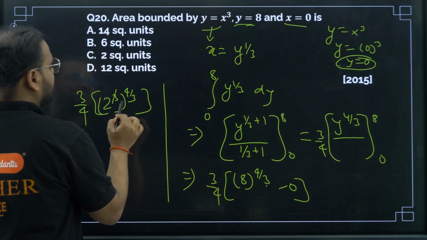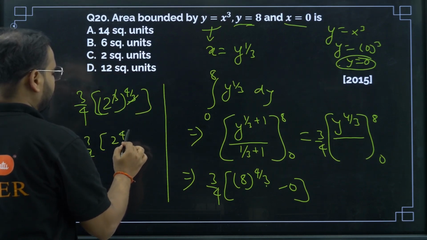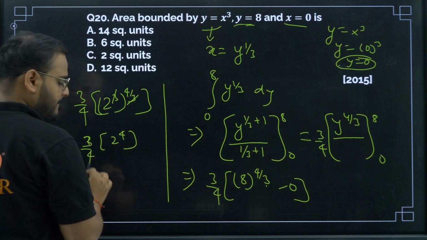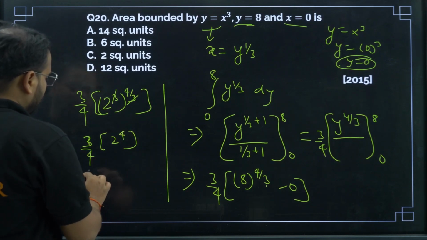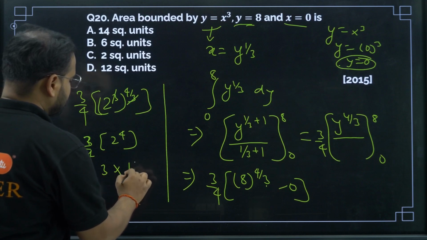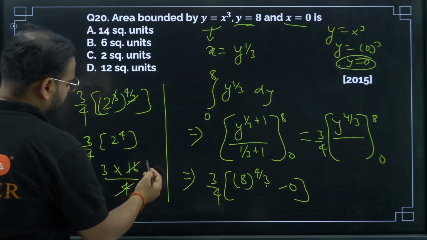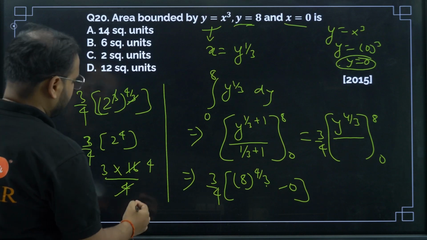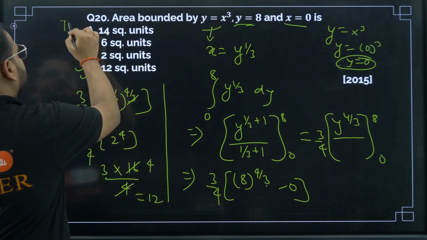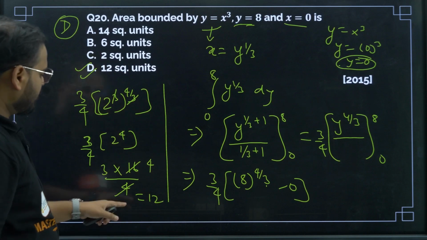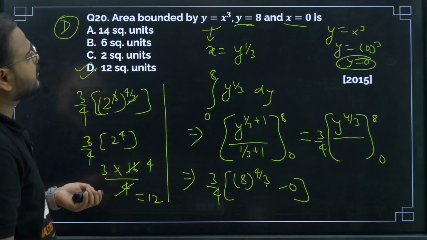So 3 and 3 will cancel. How much is that? 3 by 4 times 2 power 4. Correct? Yes, 3 and 3 are getting cancelled. So I'll get what? 3 times of 16 by 4. So I'm going to get what? 4. Answer will be what? 12 square units. D. Yes, 12 square units. 4 times of 3 will be 12. Simple problem. Okay.